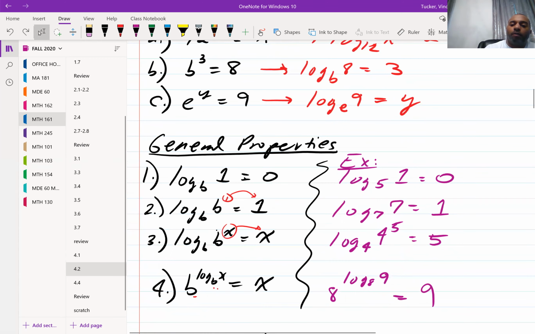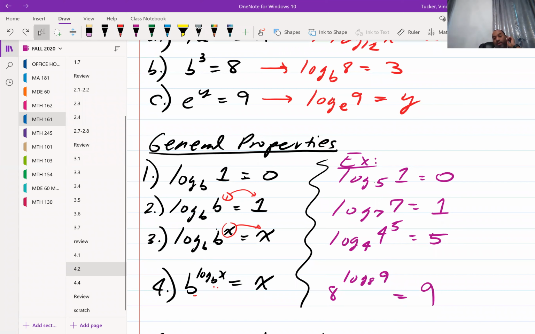All right, so we have our 4 general properties of logarithms. Log base b of 1 is equal to 0. So that's in general. Log of 1, period, no matter what the base is going to be equal to 0. Properties 2 and 3 are very similar. Log base b of b is equal to 1. So in other words, if you just had log base b of b, that would be equal to 1, because the exponent is 1, and you'll be left with just the exponent.